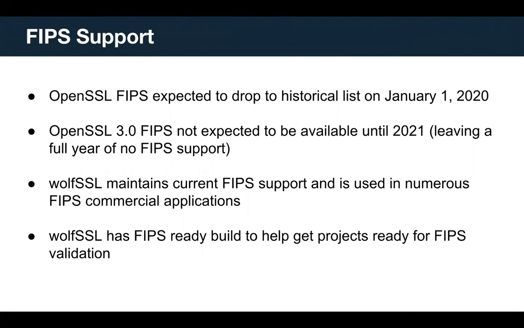Soon there will be a lapse in coverage for OpenSSL FIPS projects. OpenSSL is expected to drop to the historical list in 2020 and not have a new module available for FIPS until 2021. With the wolfSSL compatibility layer, it is easy to plug the library into a project that may be affected by this lapse, keeping the project up to standards and possible requirements.